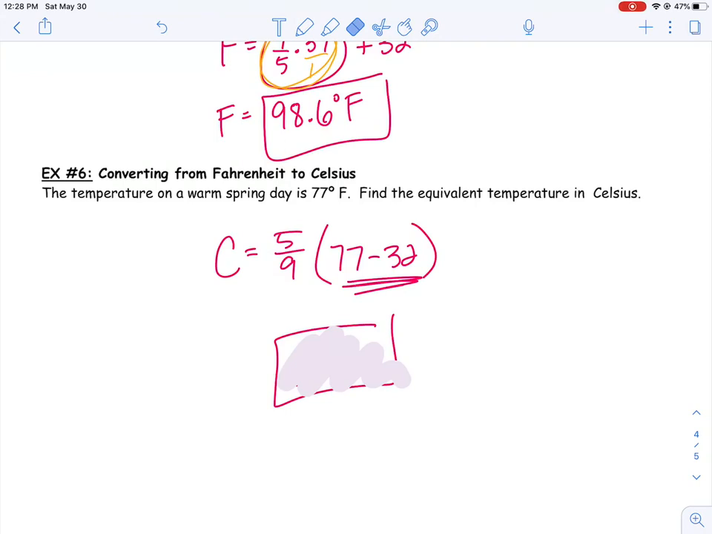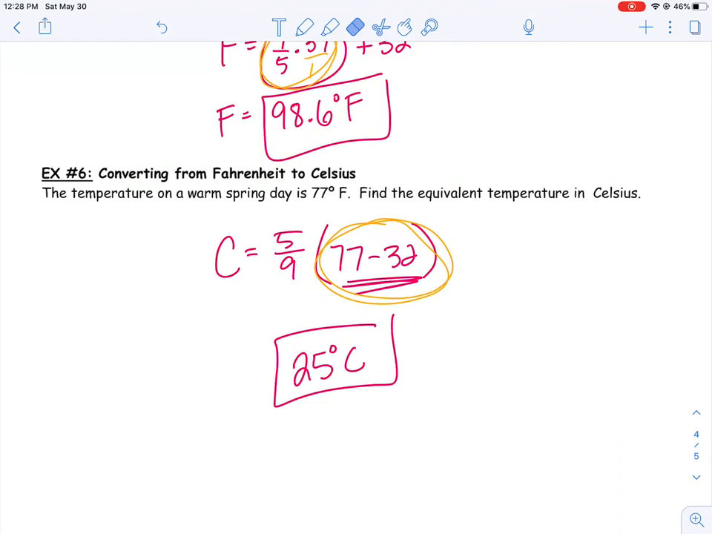Remember, please excuse my dear Aunt Sally says that you're supposed to do parentheses first, PEMDAS. And so what we need to do is make sure, again, we follow that correct order of operations and do 77 minus 32 first, and then take that answer and multiply it by 5/9. If you do it in the wrong order, you're going to get a wrong answer, so please be careful. You should end up getting that 77 degrees Fahrenheit is the same thing as 25 degrees Celsius.